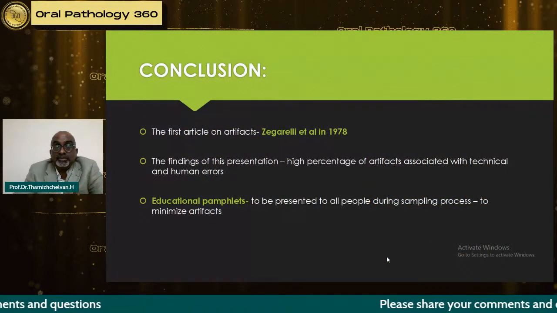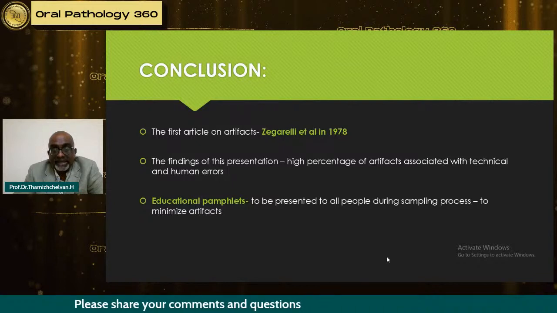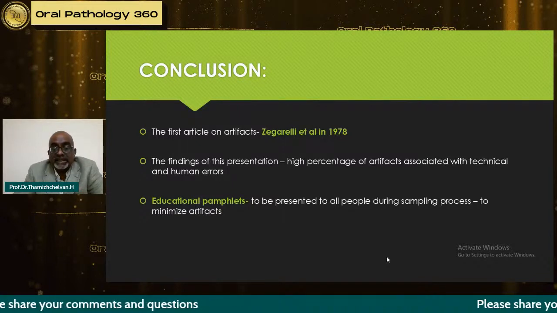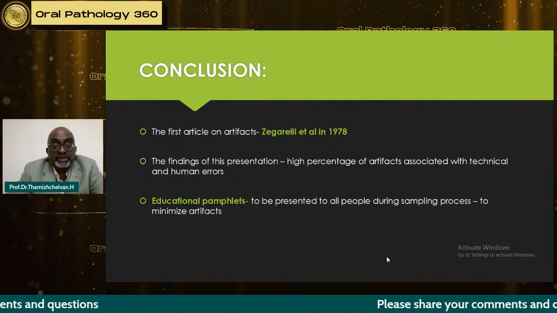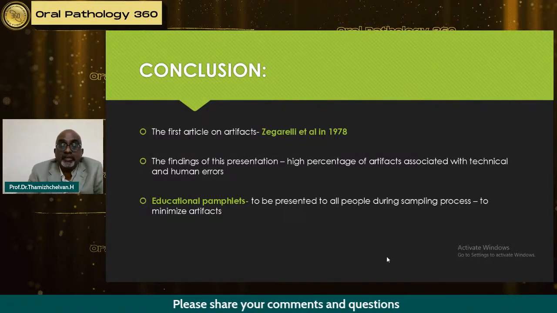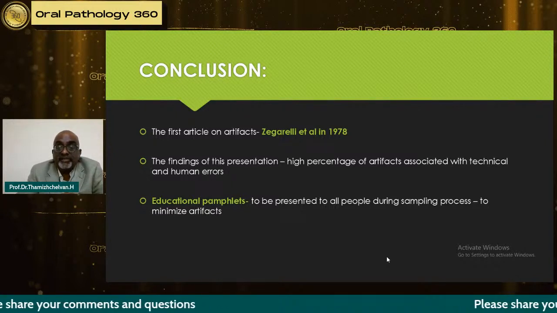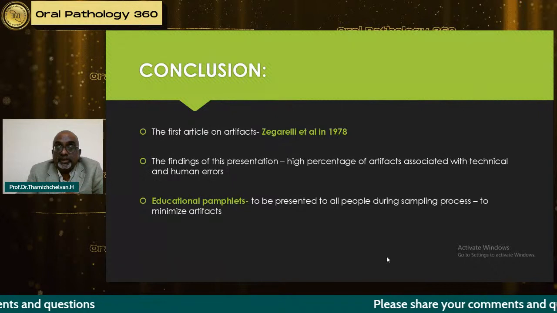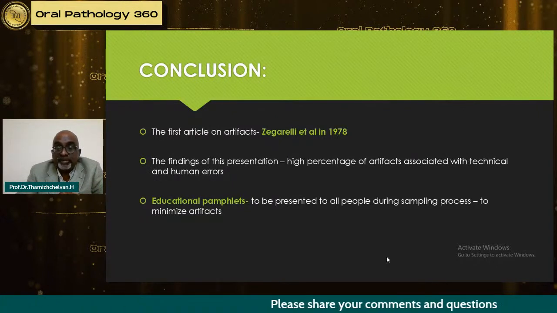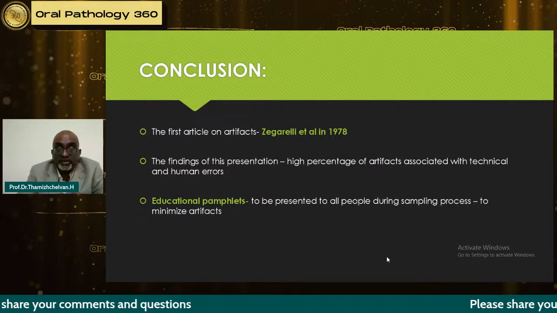And I just want to conclude by saying that the first article on artifacts was published in 1978, and it said that a high percentage of artifacts is associated with technical and human errors. The author recommends that we educate all people during the sampling process. All people means the clinicians, the students, the staff, and the technicians, to minimize the artifacts.